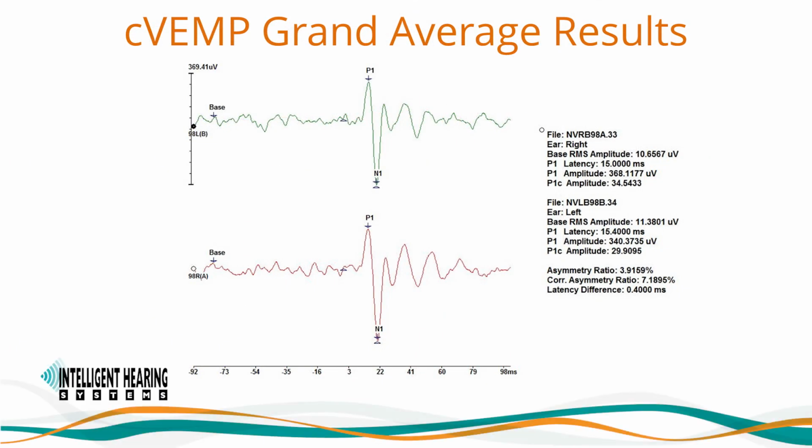The recording information analysis includes the file name for each grand average recording, the ear stimulated, base RMS amplitude for each response, P1 latency, P1 amplitude, and P1 corrected amplitudes for each recording, asymmetry ratio and corrected asymmetry ratio, and the P1 latency difference, which is the absolute mathematical difference between the P1 latency values of 2 selected right and left side recordings.